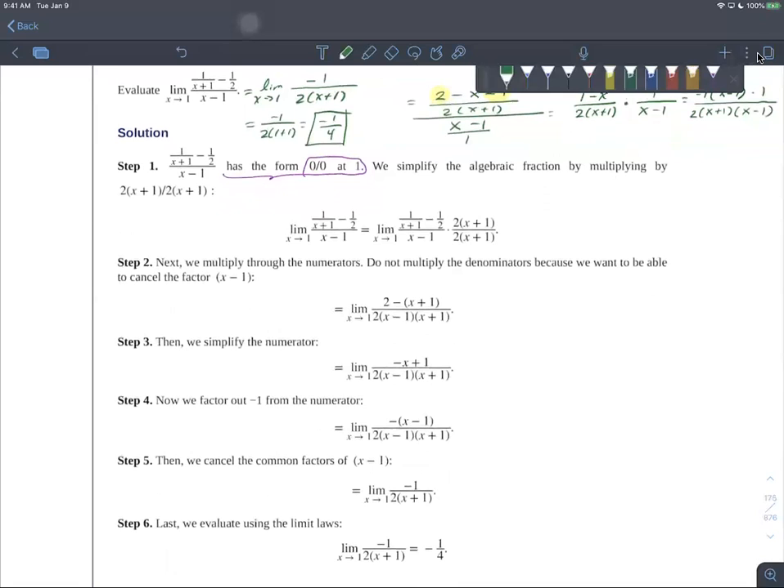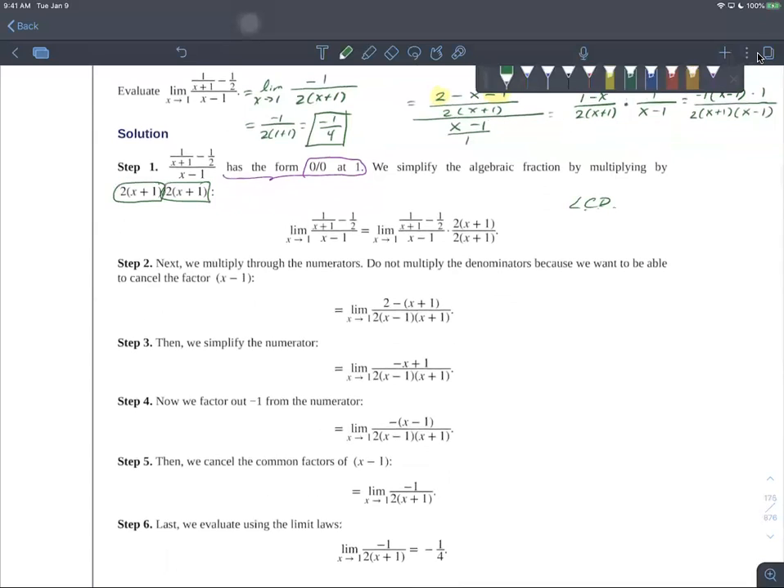So we simplified the algebraic fraction by multiplying by 2 times x plus 1 over 2 times x plus 1. They multiplied by what we call the least common denominator, the LCD. You may have heard of that before. That's an alternate way of doing it as well. Next, we multiplied through the numerators. Do not multiply the denominators because we want to be able to cancel the factor of x minus 1.